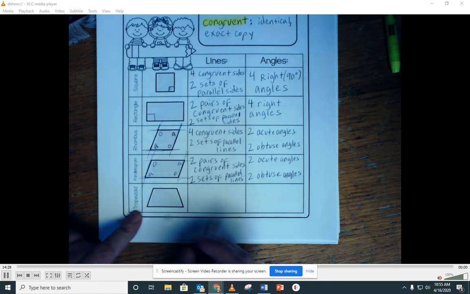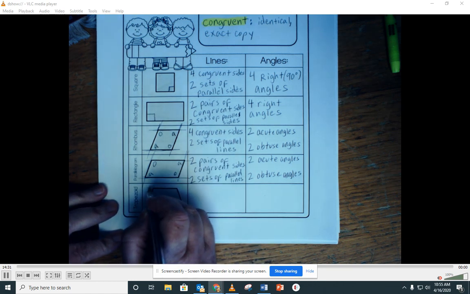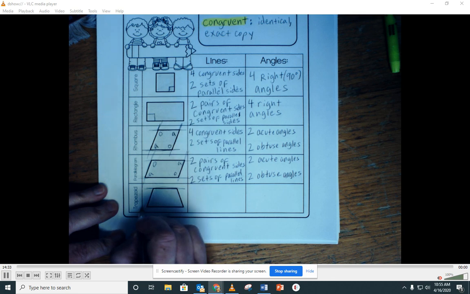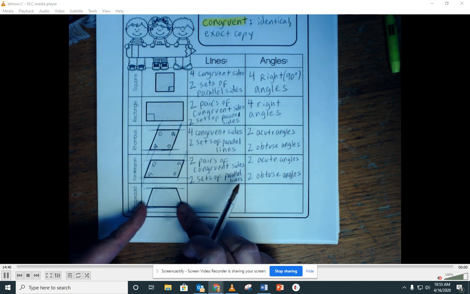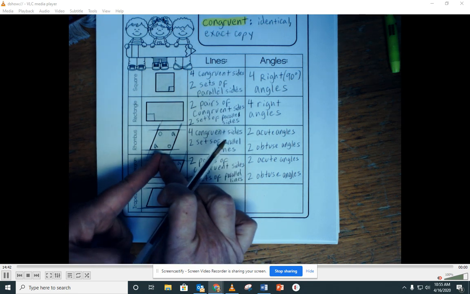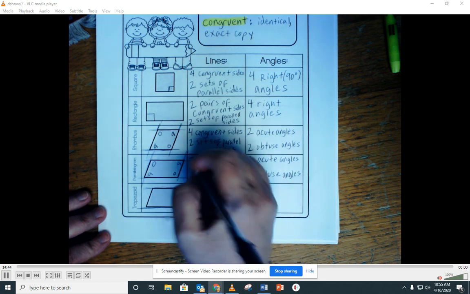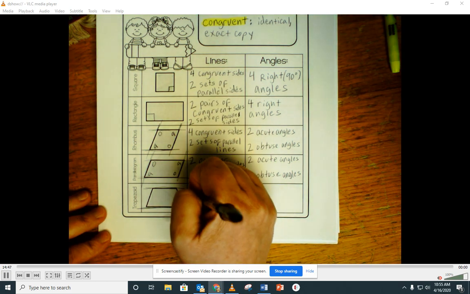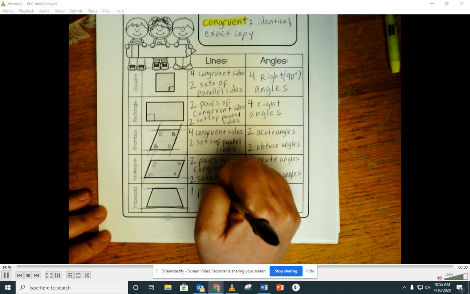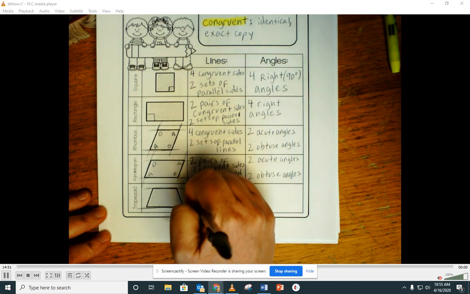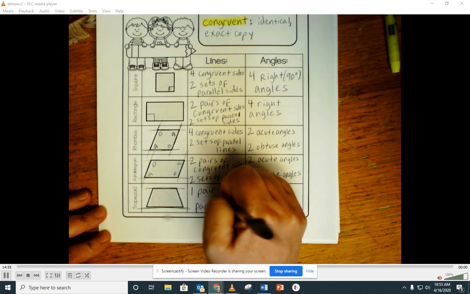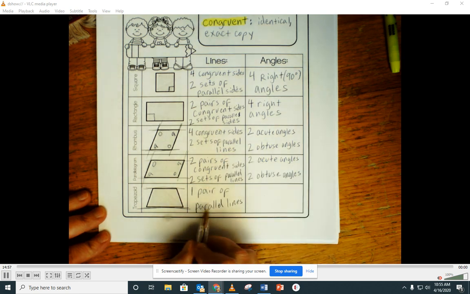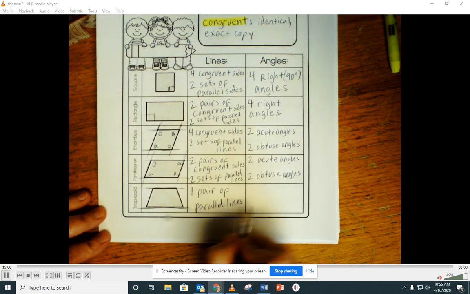Trapezoid has 1 set of parallel lines, the top and the bottom. They stay the same distance apart. But on the left and the right, if we extended these, eventually they would intersect. 1 pair of parallel lines, or 1 set of parallel sides.